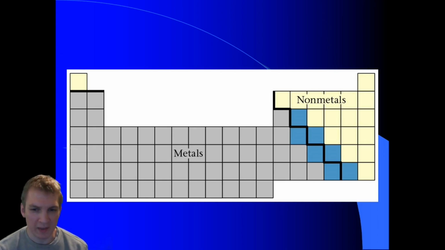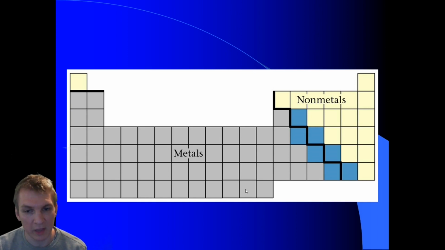Just as a review from last time, we did mention in the periodic table that over 2/3 of the elements are metals. You can see that all the gray elements here are metals, and then we have non-metals, and metalloids are going to be the blue ones that have properties of both metals and non-metals.